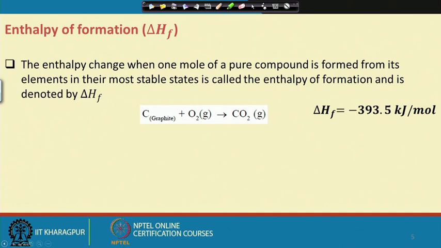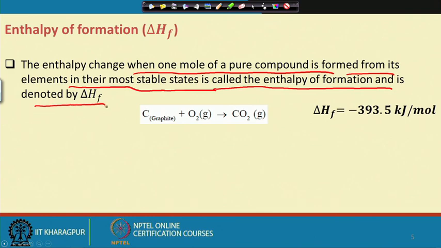Now, the heat of formation, the enthalpy of formation, is the enthalpy change when 1 mole of a pure compound is formed from its elements in their most stable state, and it is denoted as delta H_f. When graphite burns in the presence of oxygen, it produces carbon dioxide, which is a quite stable form, and the heat of formation is minus 393.5 kilojoules per mole.